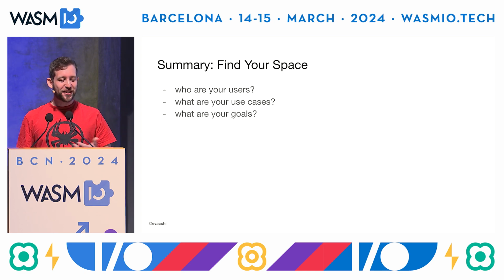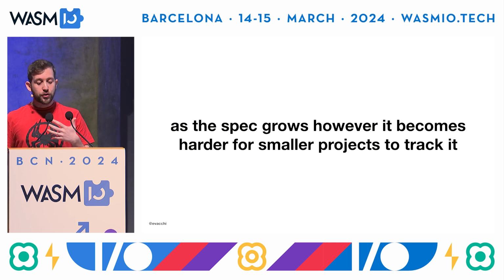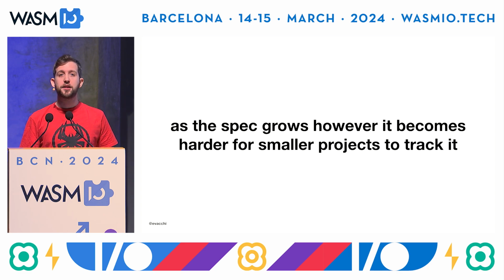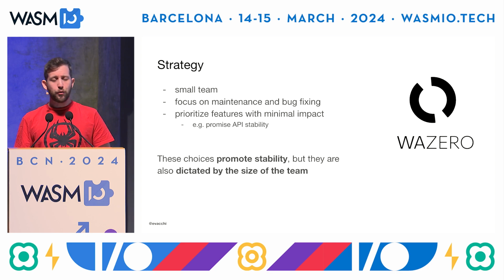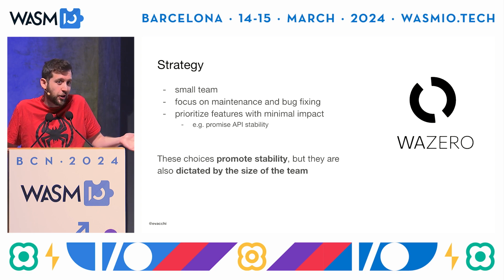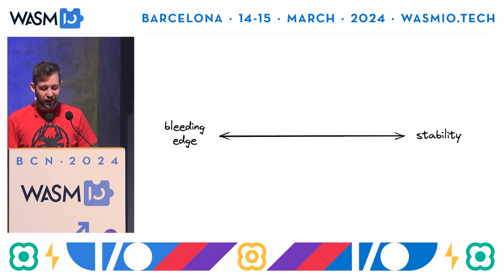But so, summary: find your space. Who are your users? What are your use cases? What are your goals? However, as the spec grows, it becomes harder and harder for these smaller projects to track it. So how do you solve that? So pick your battles. Our strategy, being a small team, is to focus on maintenance and bug fixing. So we prioritize the features that have minimal impact on our end users. And these choices promote stability, but actually they're dictated by the fact there's not too many of us. So it's kind of, you have to do it anyway.